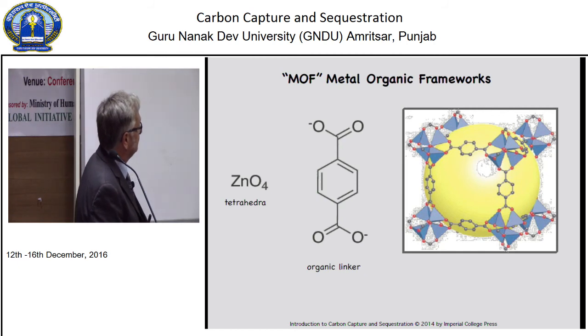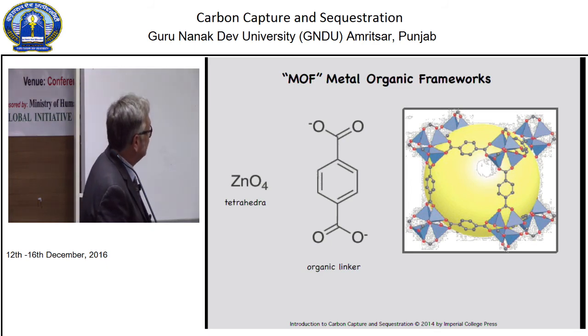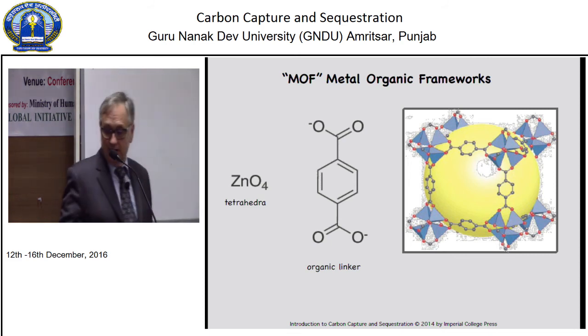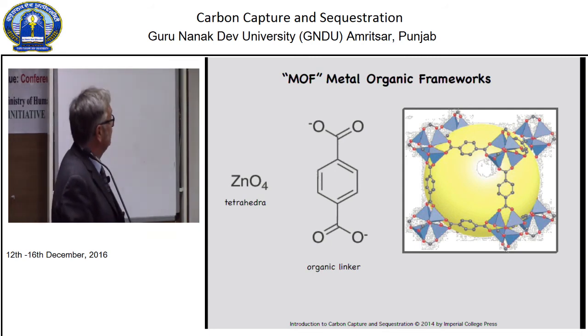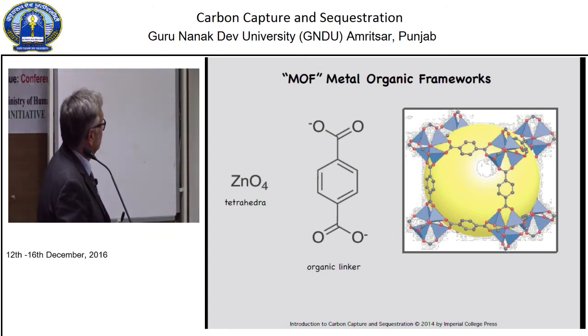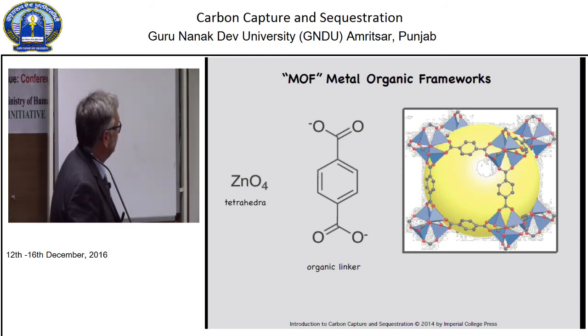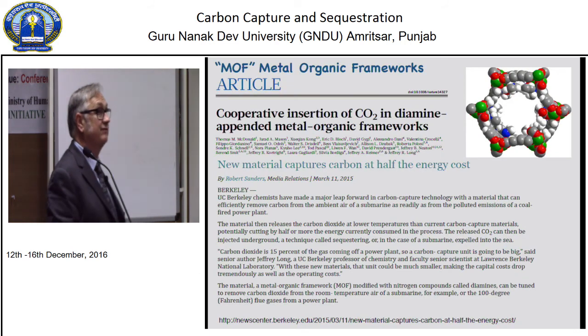They consist of these very elaborate structures. The yellow ball represents open space. Just to show you how much surface area is available in something in which zinc oxide tetrahedra are linked by a linker. This one is an aromatic unit with 2 carboxylic acids, and they form these really elegant and elaborate structures. And in fact, just recently, a particular metal organic framework that was appended with amines was shown to be an extraordinary material because it captures carbon at half the energy cost.